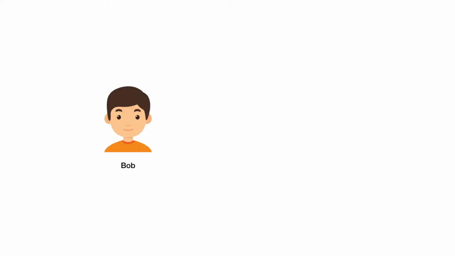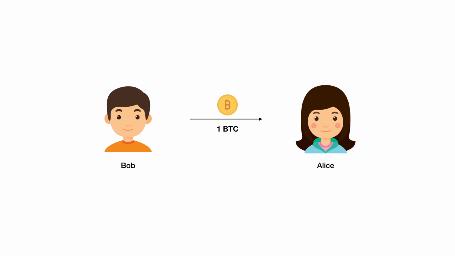Suppose Bob wants to send one Bitcoin to Alice. In order to do this, Alice and Bob each need a wallet on the Bitcoin blockchain. Bob must know Alice's account address in order to send cryptocurrency to her. You can think of the Bitcoin wallet as an account with a username and password. The username is the account address and the password is a private key. So never share your private key with anyone. You use that private key to sign transactions.